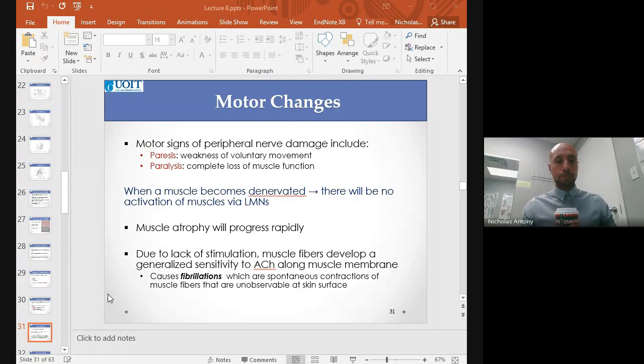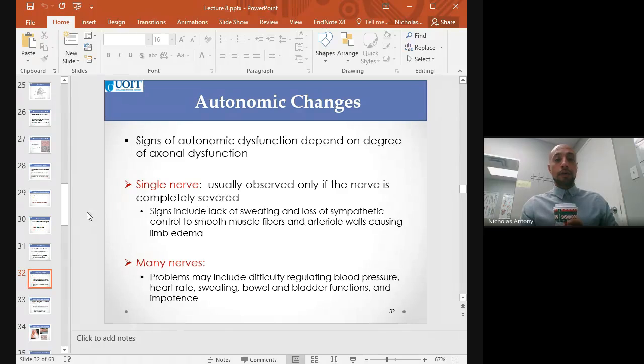And then the last system or change that you would see with injury to a peripheral nerve are the autonomic changes. Now, the autonomic system is for regulation of blood flow and homeostasis of the body. So the autonomic changes with a peripheral nerve would be the homeostasis, like sweating, blood pressure, and homeostasis stuff to that particular limb.